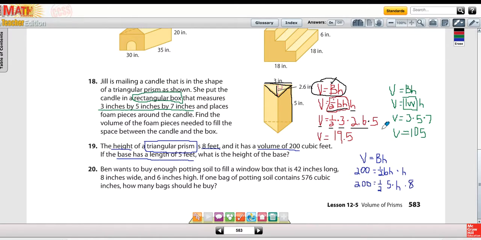And then it's fine to use a calculator to double check your work and type it in at least twice to make sure you get the same answer twice. The volume of the candle is 19.5, and that's cubic inches. I just didn't label it yet.